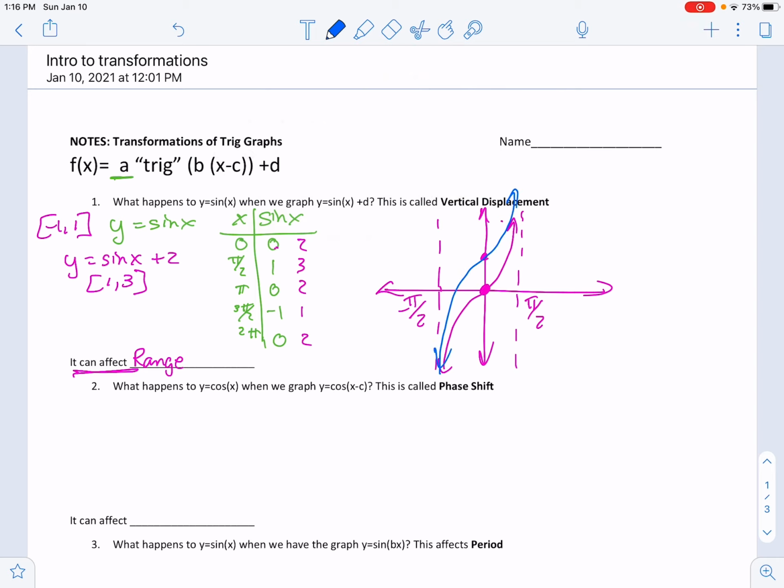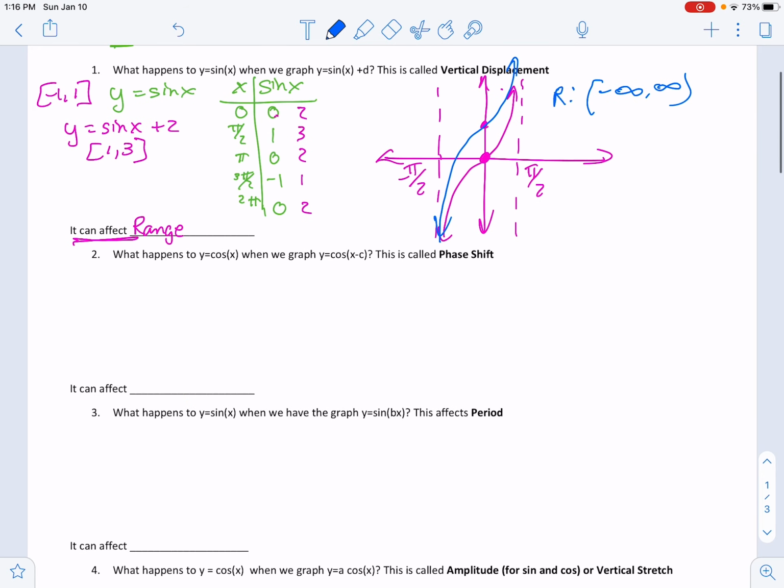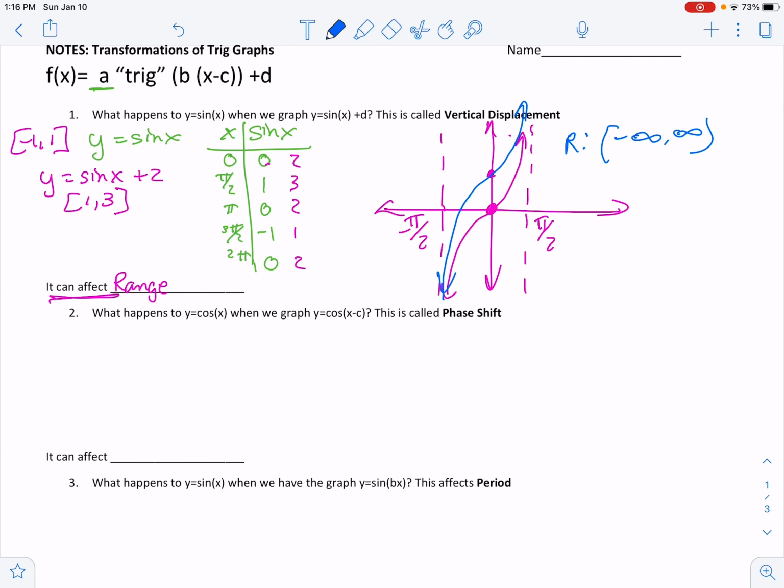Did it change its domain? It didn't change its domain. And did it change its range? No, because the range in this case was all reals anyway. And it doesn't matter where you start and where you end. Okay. All right. Alrighty, so that's going to be the same for all of them. That's an easy transformation. All right, now they're going to take this one, and you have an x minus c.